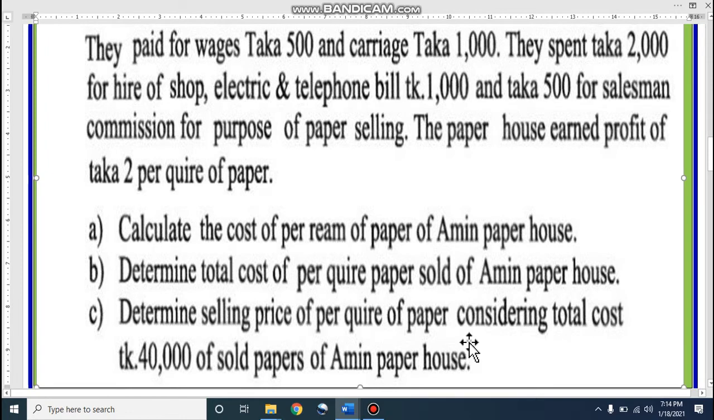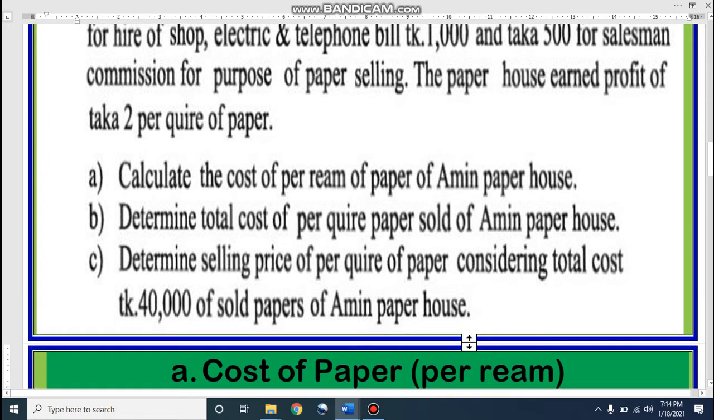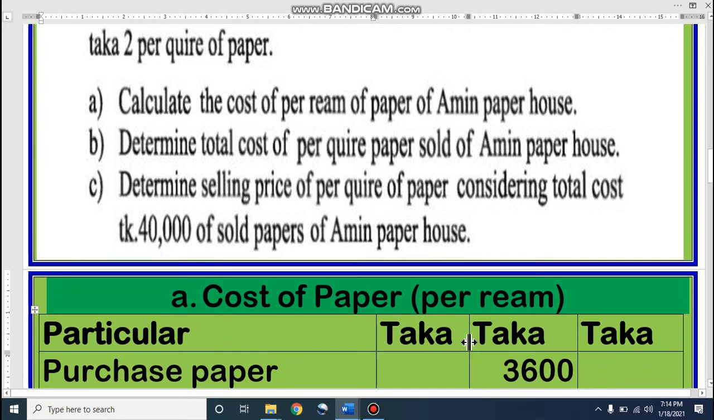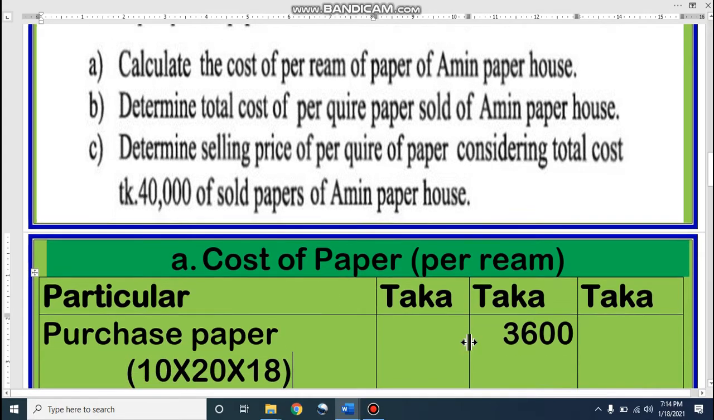Now we have to calculate cost per ream of paper, we have to calculate total cost, and we have to calculate selling price. If we consider that total cost is 40,000, let's come to the solution.